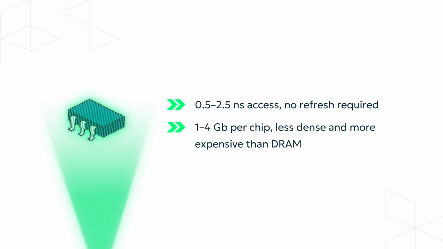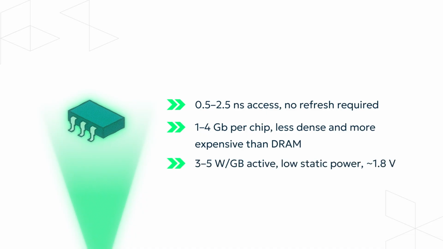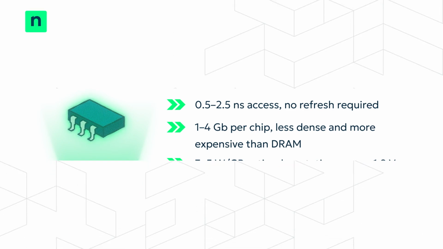However, its complex cell structure makes it considerably less dense, typically 1 to 4 gigabytes per chip, and more expensive per bit than DRAM. SRAM consumes 3 to 5 watts per gigabyte when active, but has very low static power draw, operating around 1.8 volts.